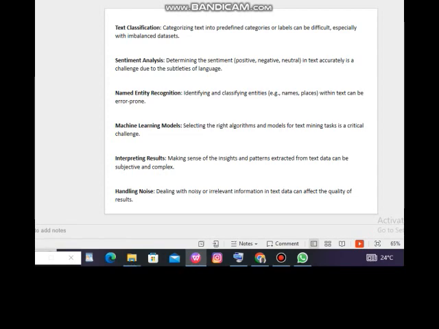Named entity recognition. Identifying and classifying entities like names and places within text can be error prone. Machine learning models. Selecting the right algorithms and models for text mining tasks is a critical challenge. Interpreting results.